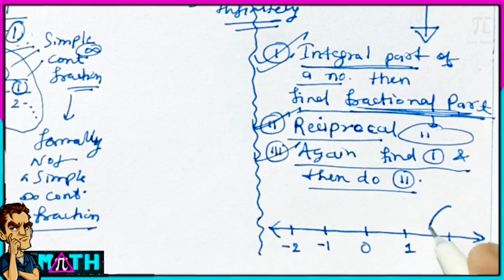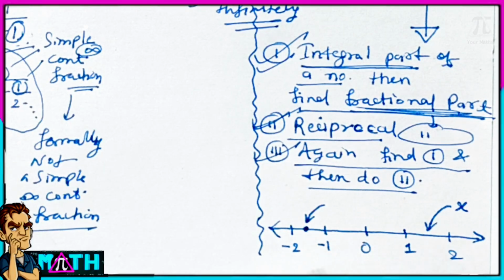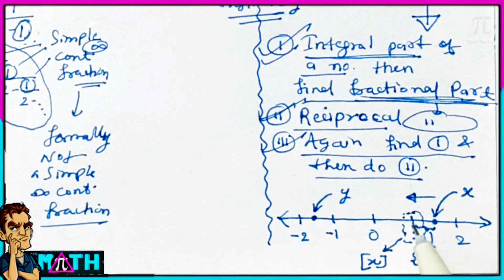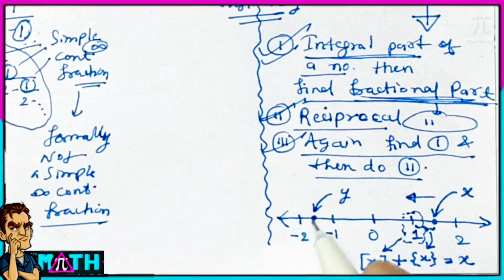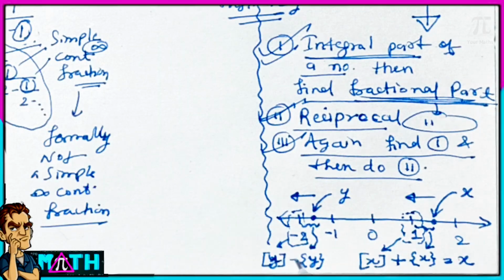Let's say we have a number x, and another number y. Now you have to go from right to left. For the number x, the starting integer will be called the integral part of x, and this distance will be called the fractional part of x, represented like this. When you add these two, you get the number x. Similarly for y, if you move right to left, this will be the integral part of y, and this is the fractional part of y, and when you add these two, you get y.